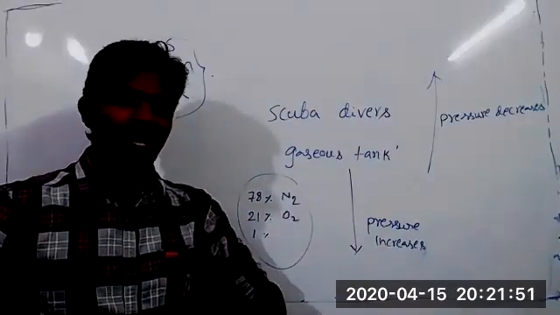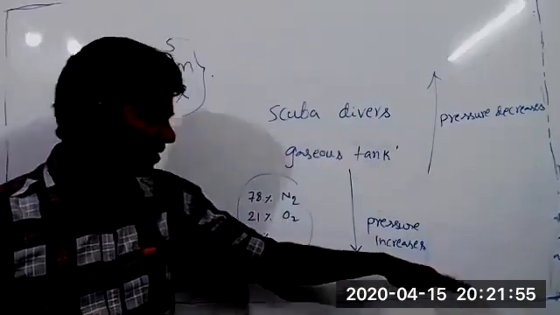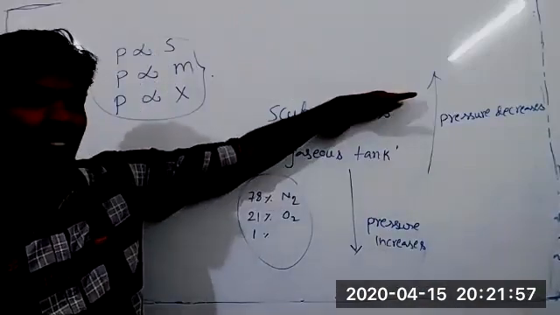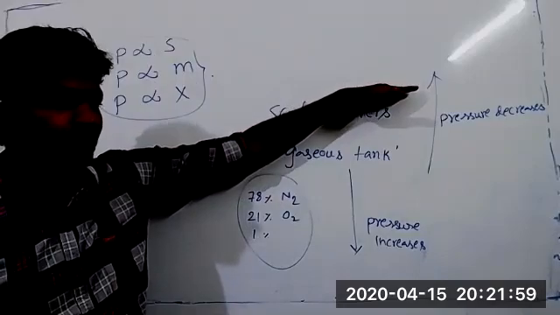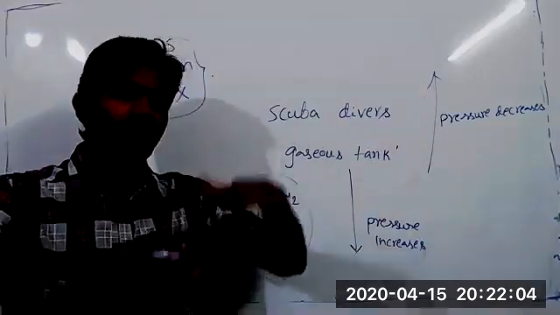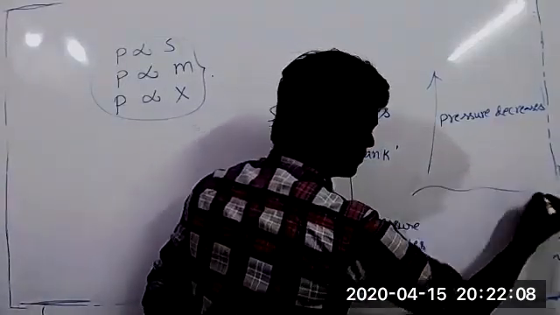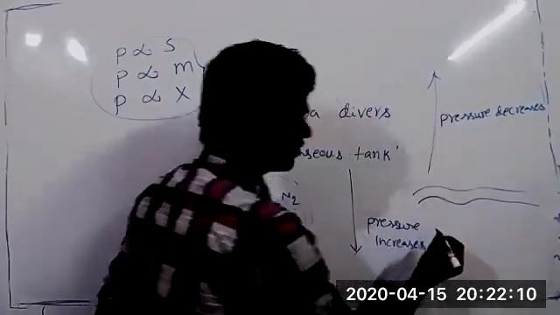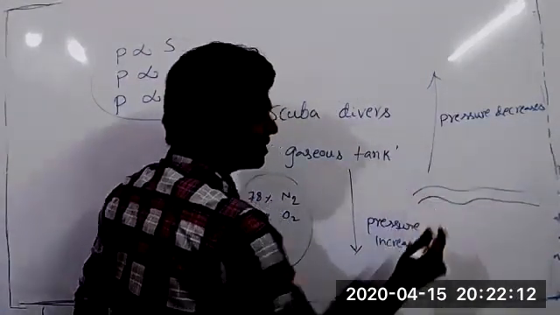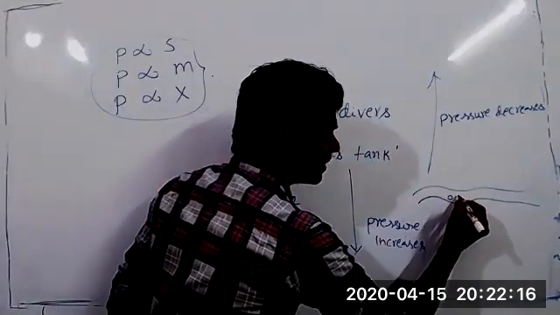Okay. While scuba divers come up from the deep sea, pressure decreases. The solubility of gas in liquid also decreases. During that process, in blood vessels, this nitrogen gas won't come out easily. It creates some bubbles in the blood.